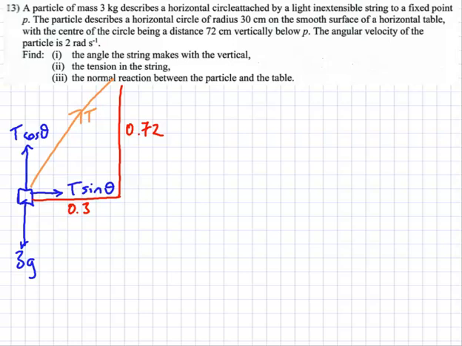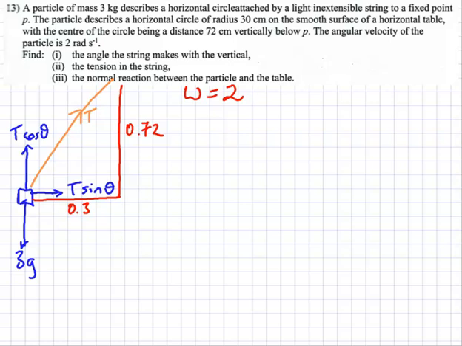The radius of the circle being described is 30 centimeters. I'm writing my measurements in standard SI units, which is meters. The distance above the center of the circle has been described. The point of the string is 72 centimeters above it, so 0.72 meters. We know our angular velocity is given as 2. That's all the information we have.